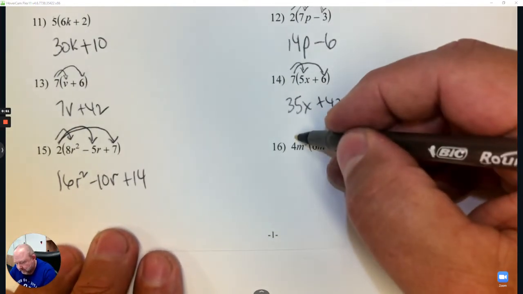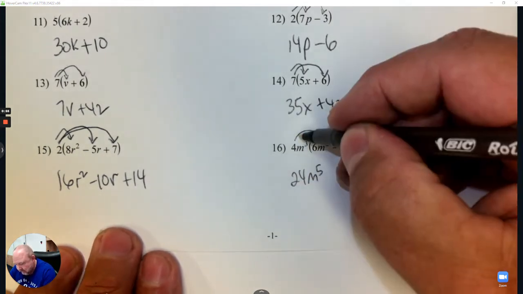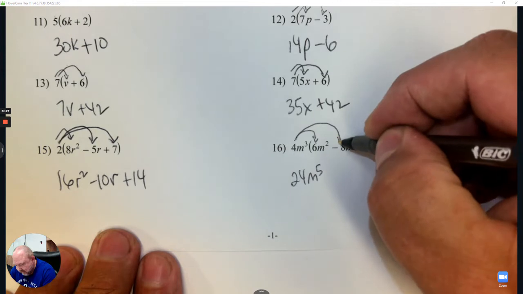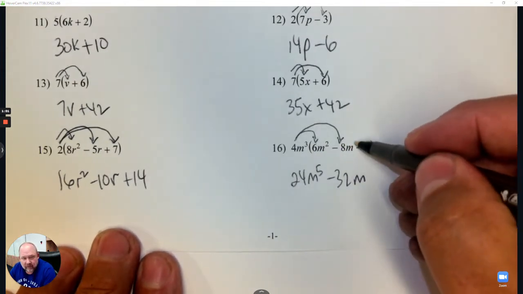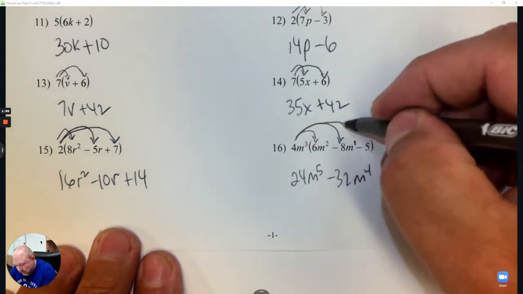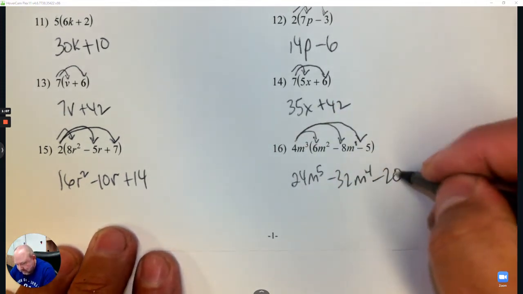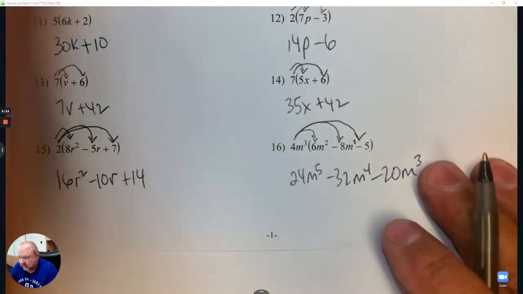All right, let's step up here. 4 times 6, and then we add the exponents. 4 times negative 8, and then we add them. Now remember that what you don't see, there's a 1, so 3 plus 1. And then again, 4 times negative 5. No adding, just stays the same because there's no m's there. All right, next page.